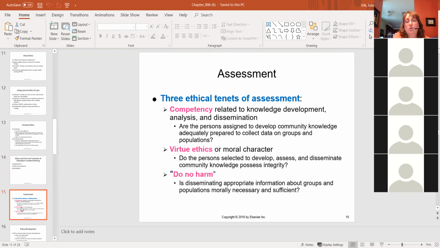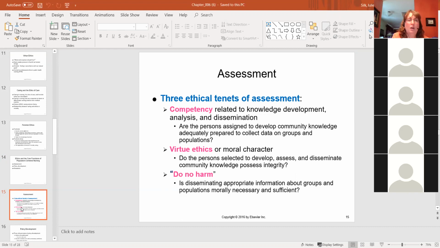There are 3 ethical tenets of assessment. First, competency. You want to know that the nurse that's assessing you is competent, right? If I'm a community health nurse, I need to know that this person is competent in community assessment. They need to have enough knowledge about that. They need to be able to look at data and make good decisions because they have that knowledge. So are the persons assigned to develop community knowledge adequately prepared to collect data on groups and populations?